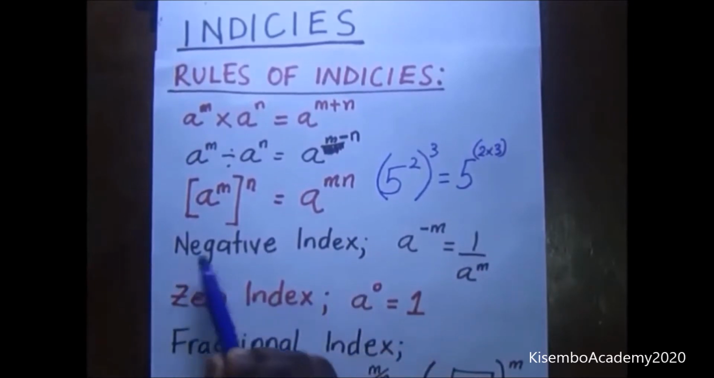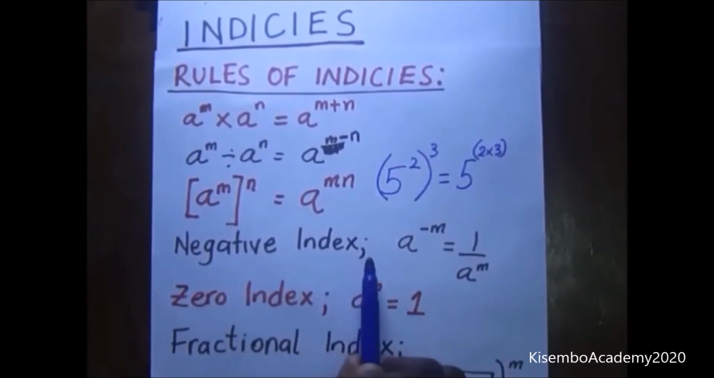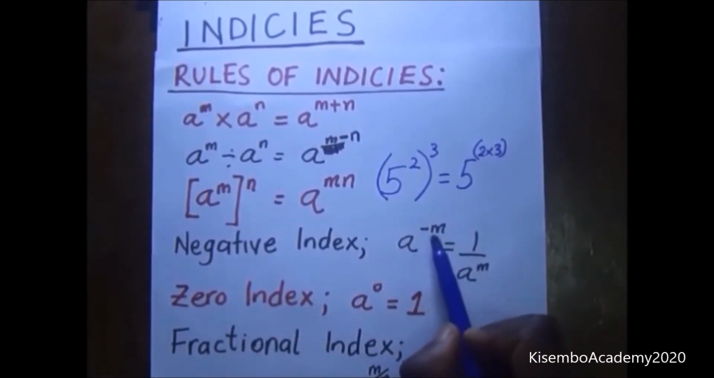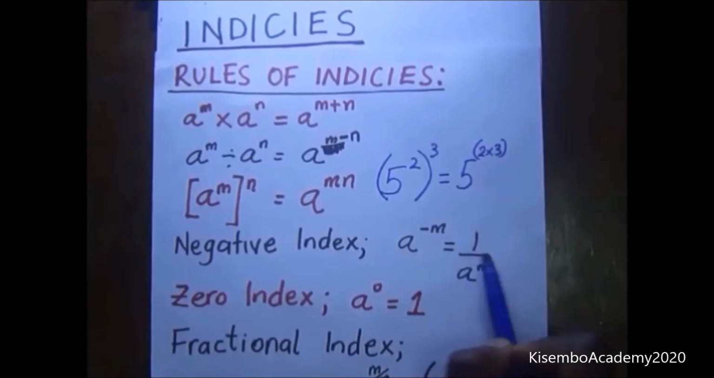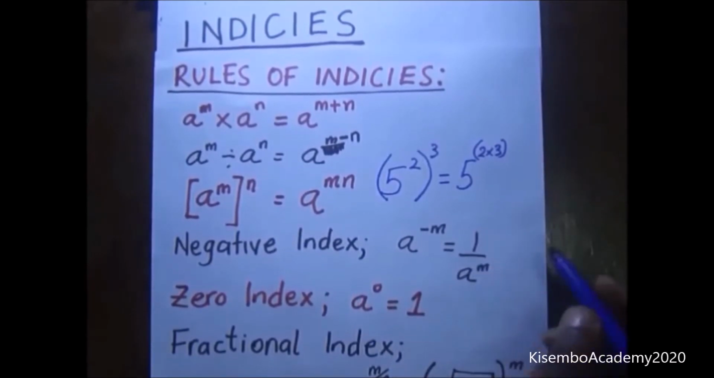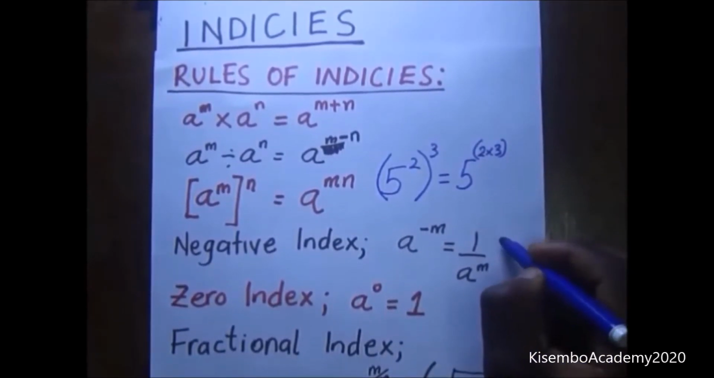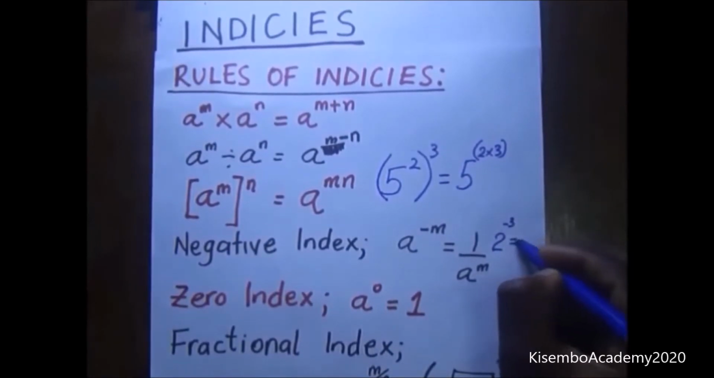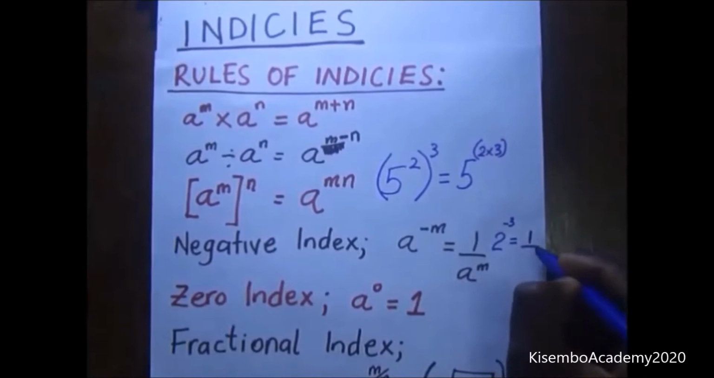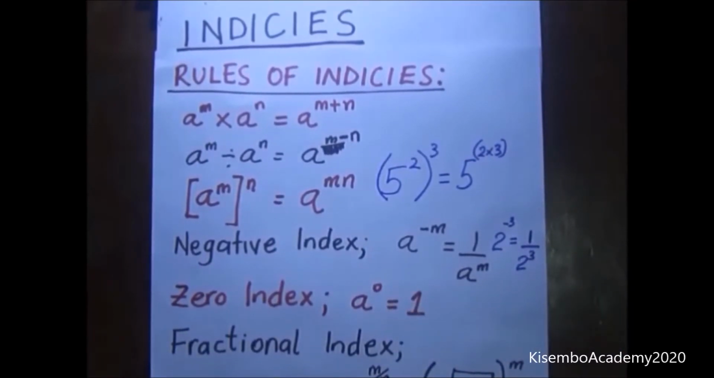So now we have the negative index. The negative index is when you have a number to the power in negative terms. This is the same as saying 1 over a to the power that power. For example, if we have 2 to the power negative 3, it's the same as saying 1 over 2 to the power 3. As simple as that.